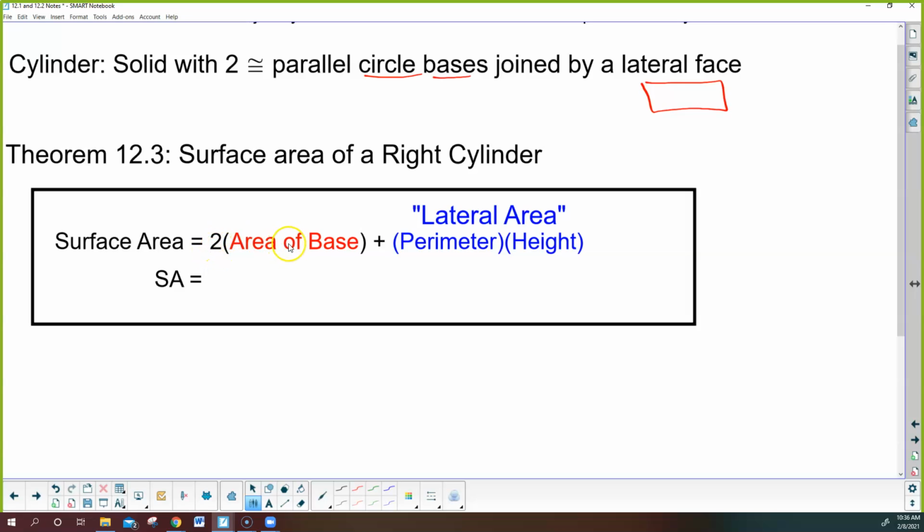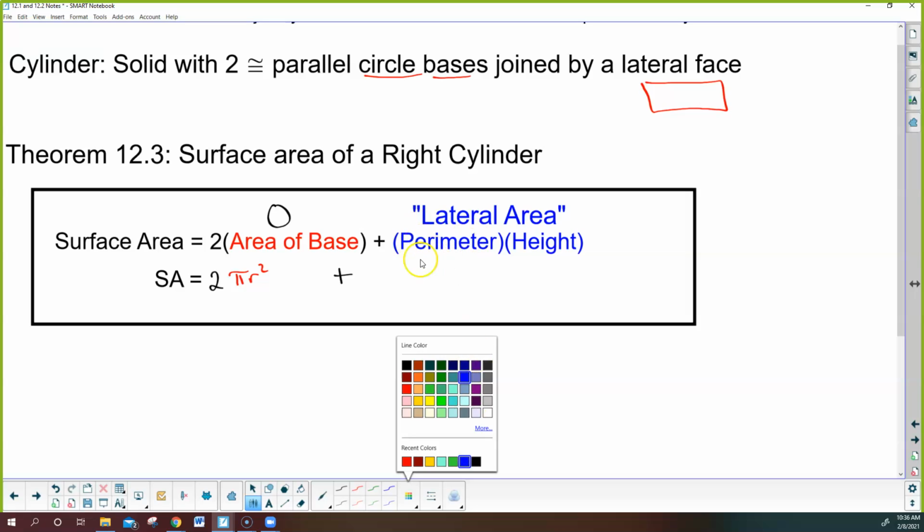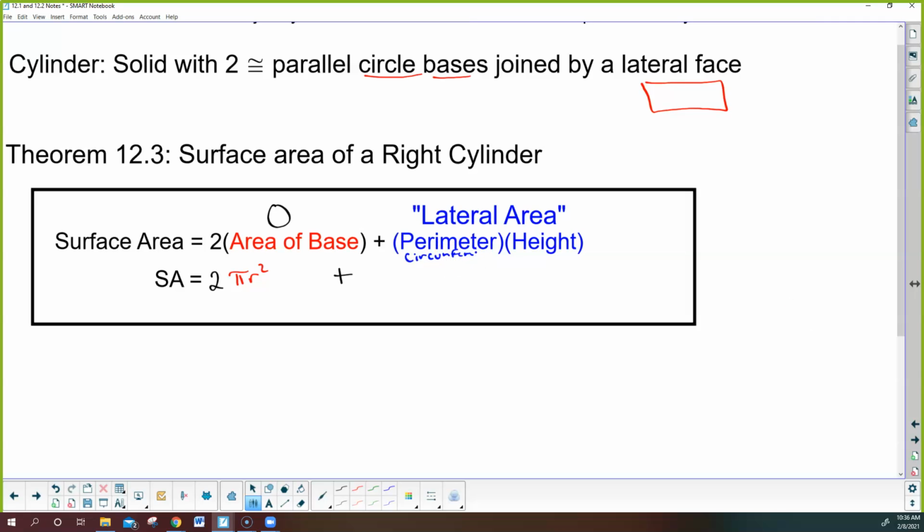So how would I do this? It's 2 times the area of the base. Well, wait a minute. It's a circle, right? The area of a circle, we know. So I can actually come up with a specific formula for this one. Area of a base is pi r squared plus the perimeter. Well, that's always the perimeter of the base, and that's what Lexi just shared with us. That's the circumference, right? And we know that that has a formula, 2 pi r times the height of the solid. So if we really want to, this formula can be written specifically for any cylinder.